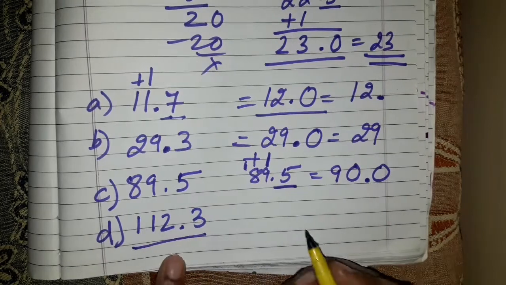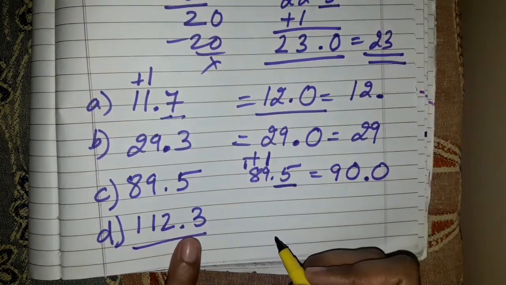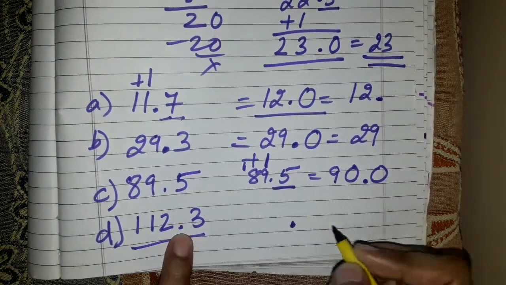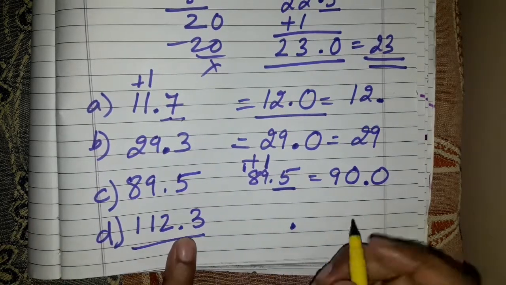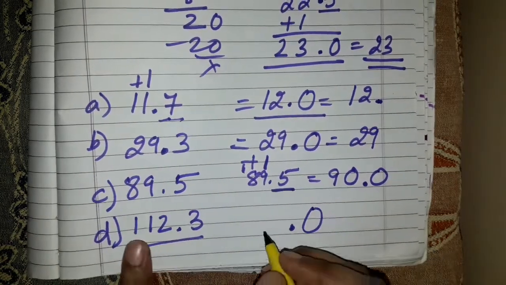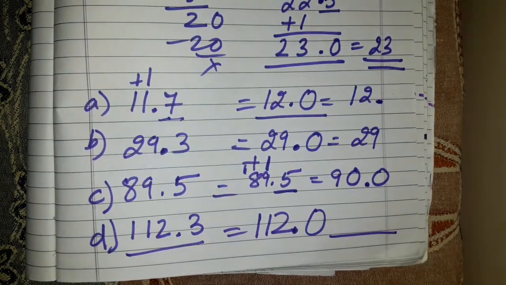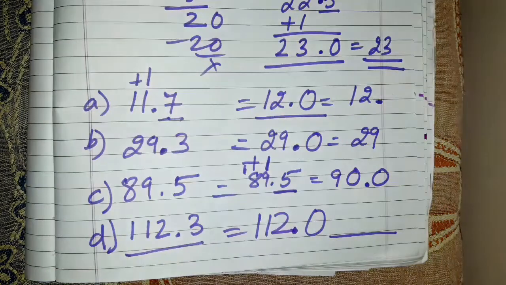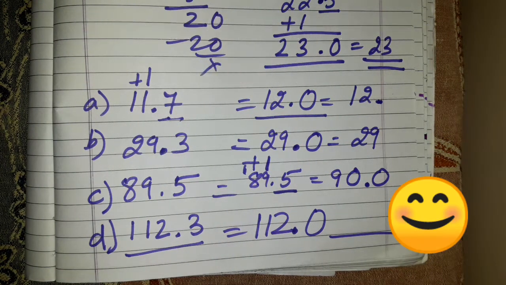Suppose the case is 112.3. So we know 3 is less than 5. It will not give any plus 1, plus 2, whatever. So it will become 0, and this will remain the same. So this is how you do the conversion of a decimal number to a whole number. Hope the topic is clear to you and you will be able to solve the exercise.